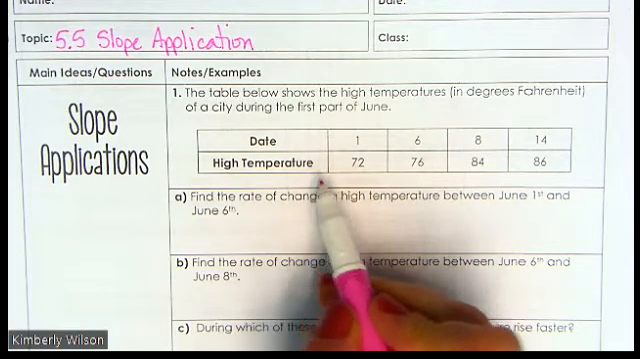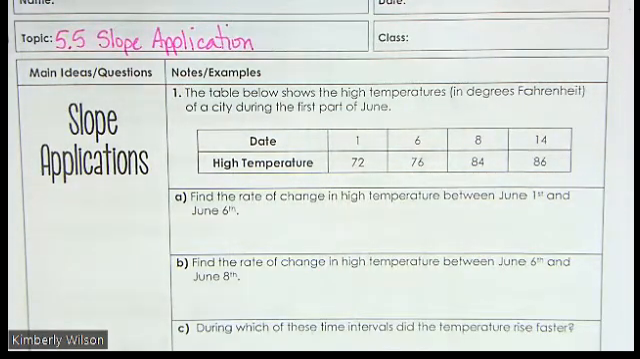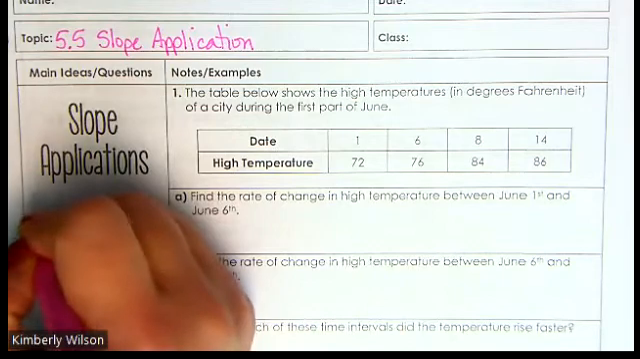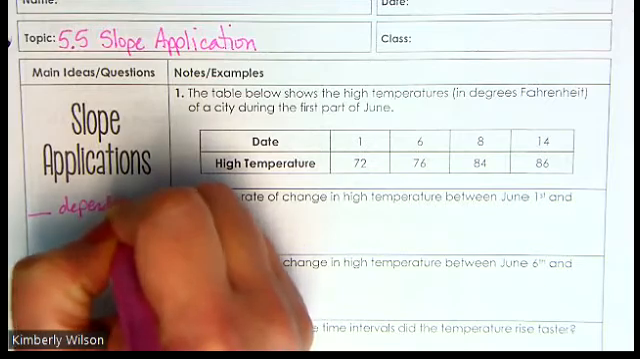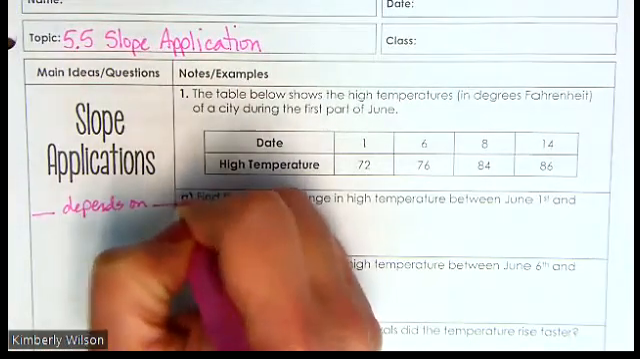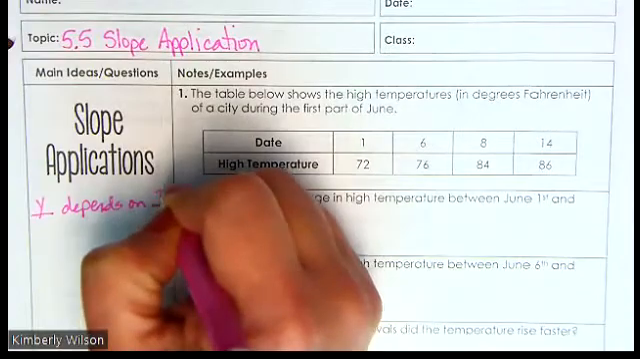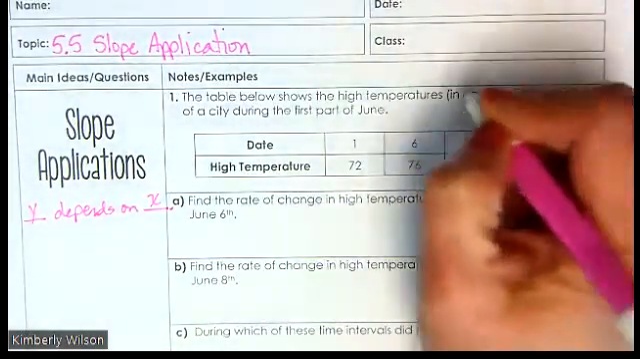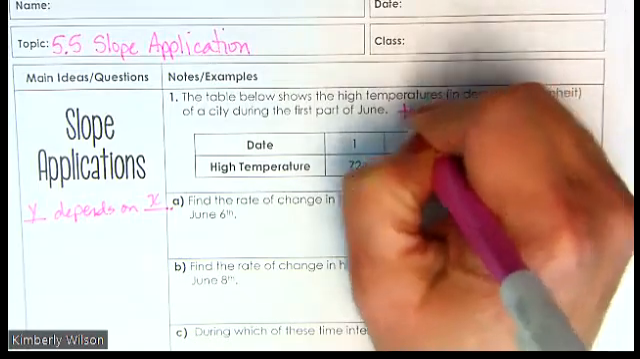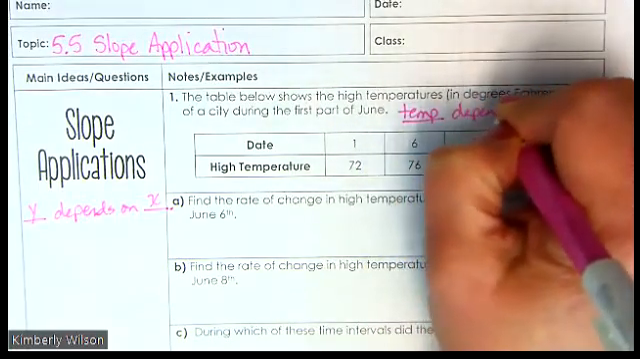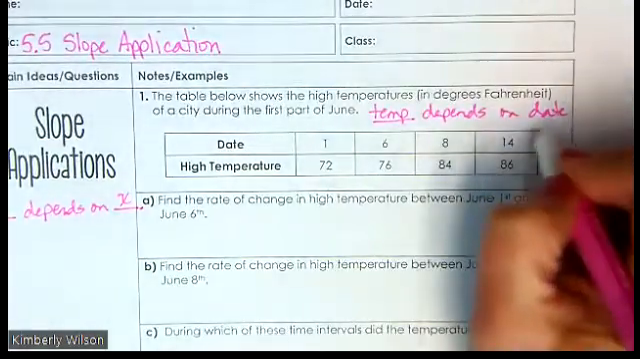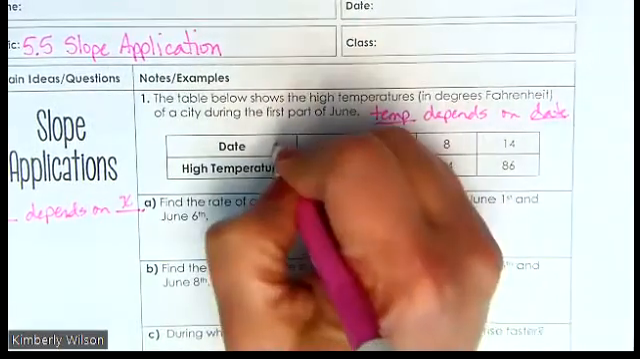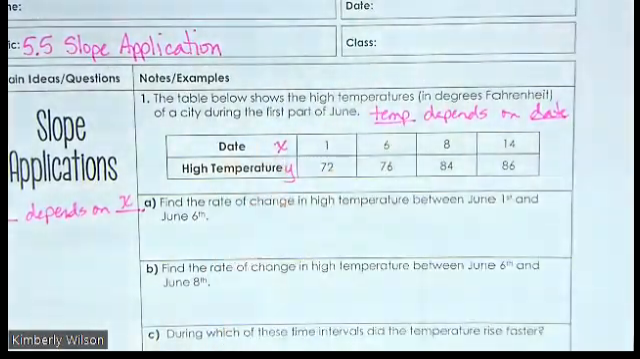Okay, so we've got to think about determining what's X and what's Y. Well, remember, we fill in the blank: blank depends on blank. And it's always the Y depends on the X. So when we're looking at this, the temp depends on the date, because the later in the summer it is, the hotter it's going to get. So therefore, this is X and this is Y.